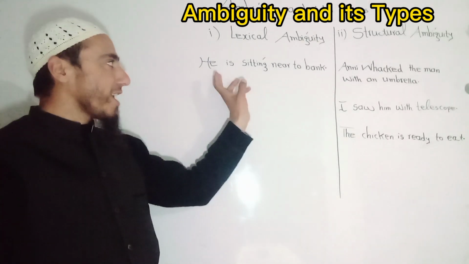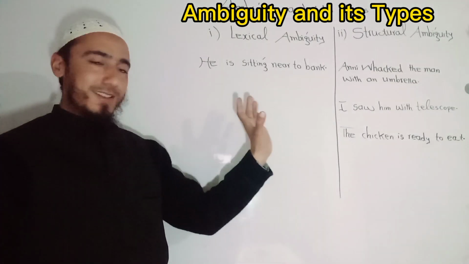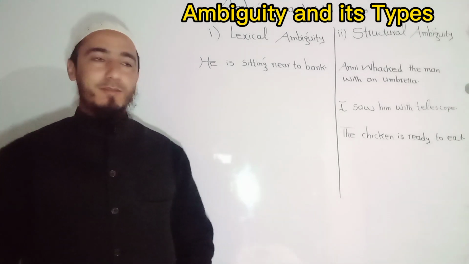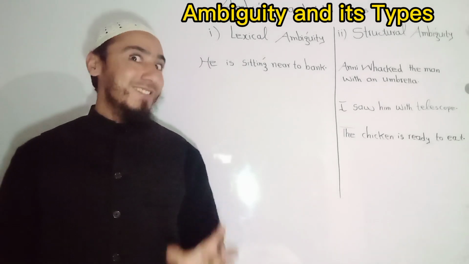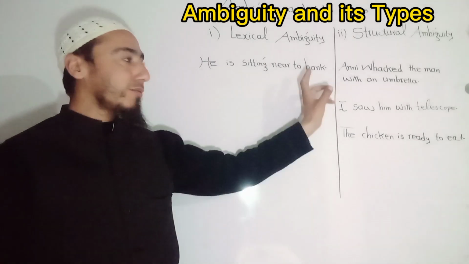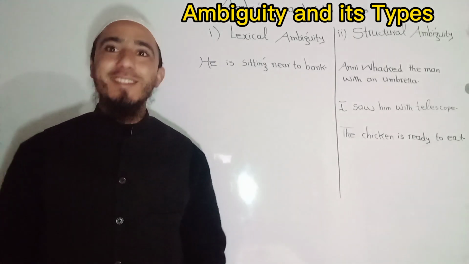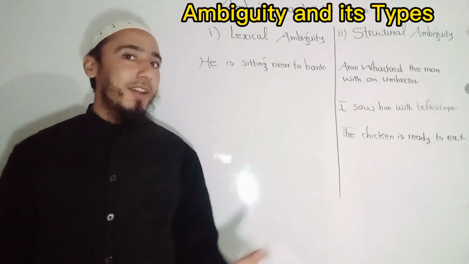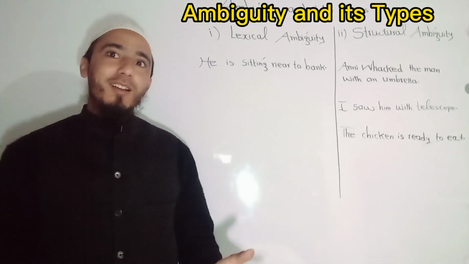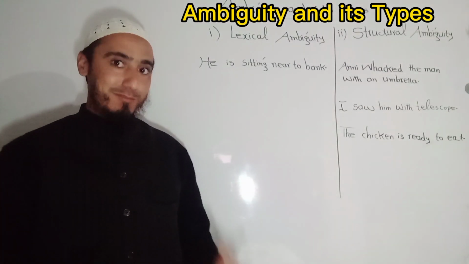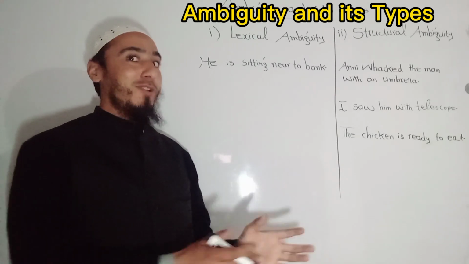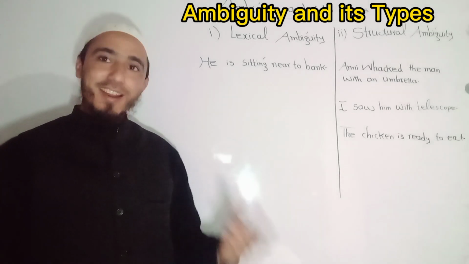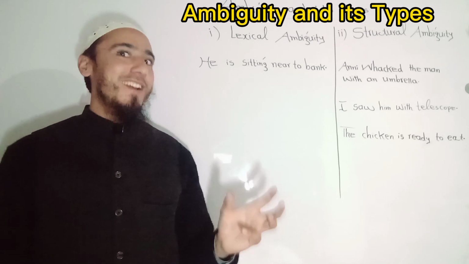For example, you see, he is sitting near to bank. In this sentence, there is ambiguity. Why does ambiguity arise? Because the word bank has two meanings. One meaning of the word bank is an institution for depositing money. Another bank refers to the seaside or the seashore. Now the question arises: is the person sitting near the bank of money, the building where people deal with money, or is he sitting near the seaside, the seashore?